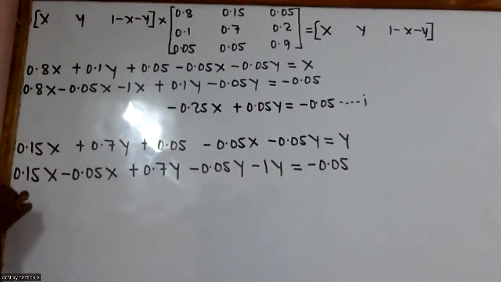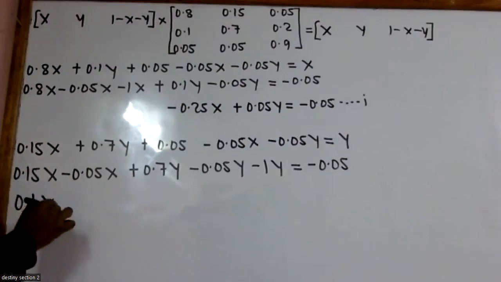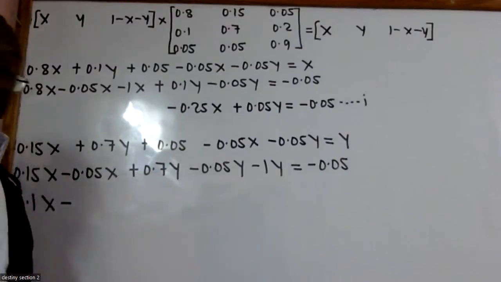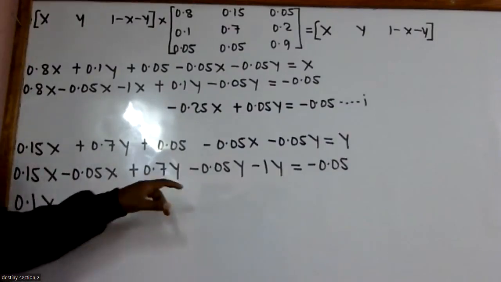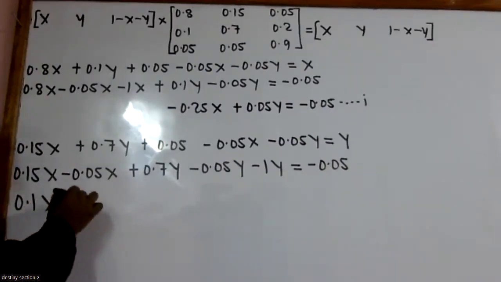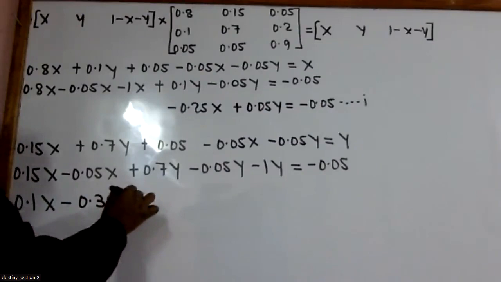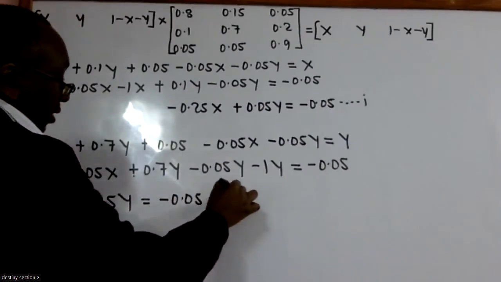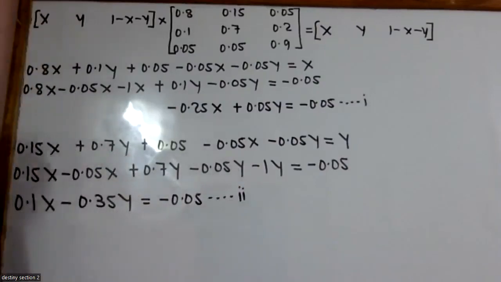So this one, I believe it will be 0.1x. Tell me, this one will be how much? 0.7 minus 0.05 minus 1 is minus 0.35. Minus 0.35y should be equal to minus 0.05. And this one, you call it equation number 2.